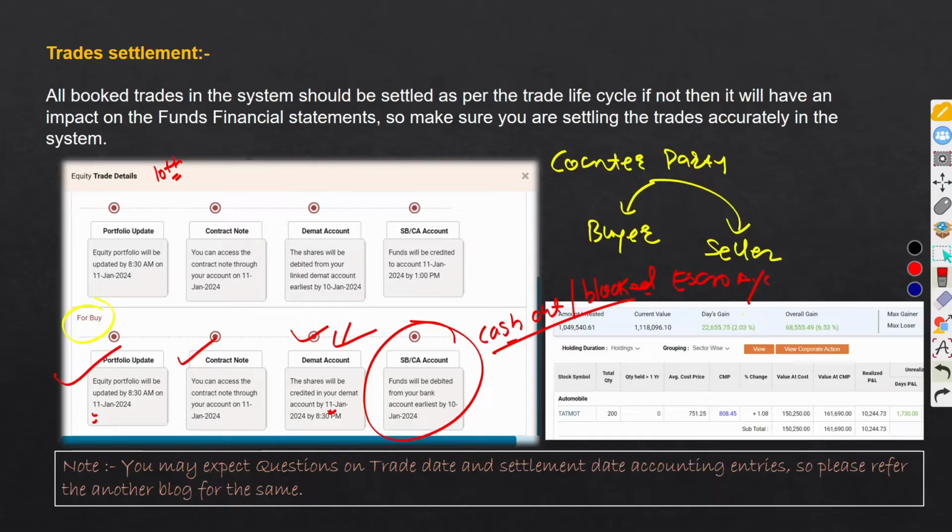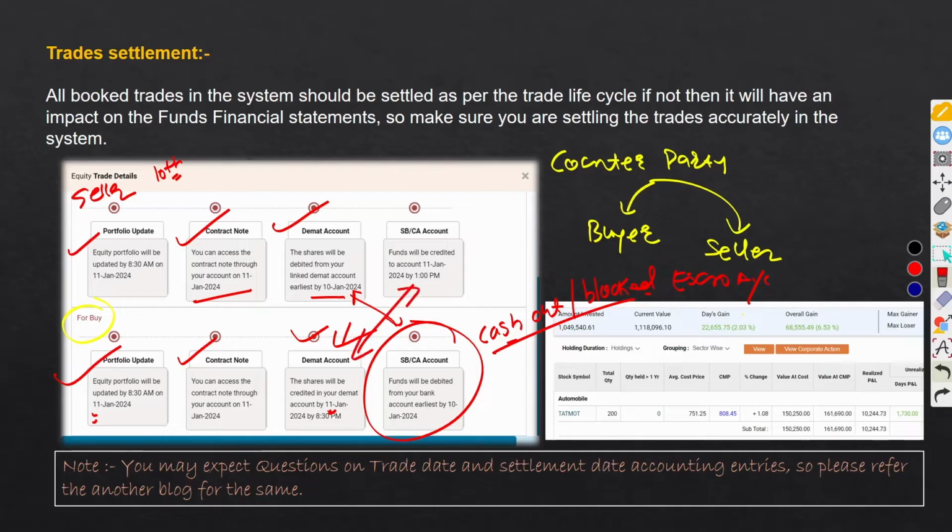If I talk about the seller, the seller's portfolio will be updated on 11th of Jan. Then the seller can access the contract note on 11th of Jan again, but the demat shares will be debited from the seller's account on 10th Jan. So cash and stocks movement happened at the same time, and funds will be credited on 11th of Jan.